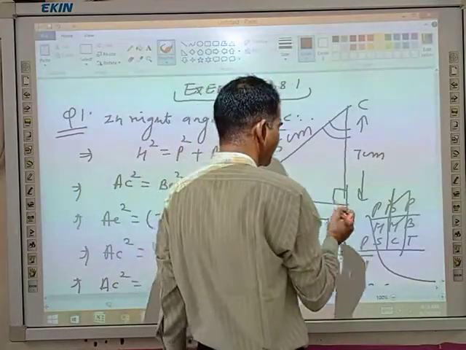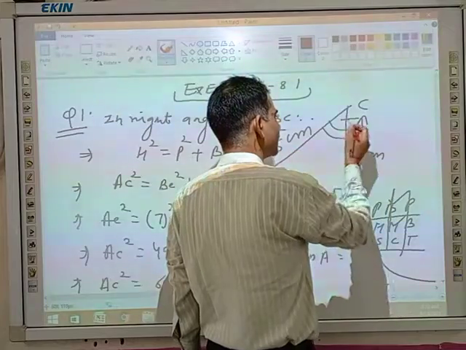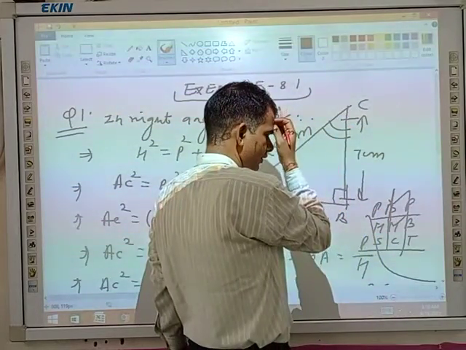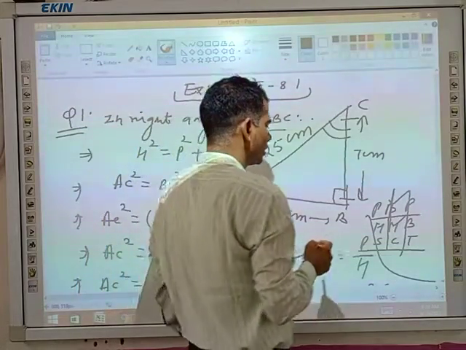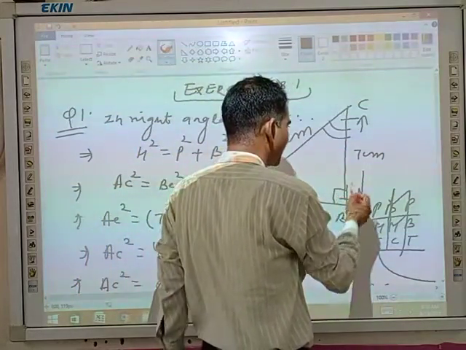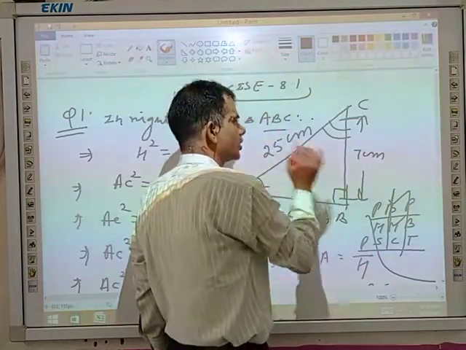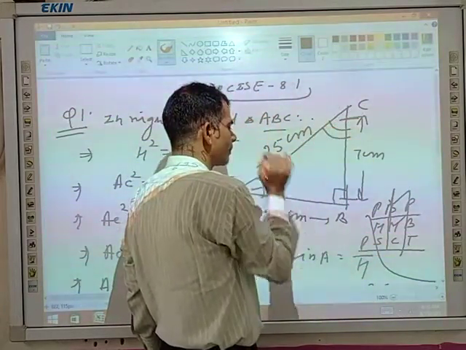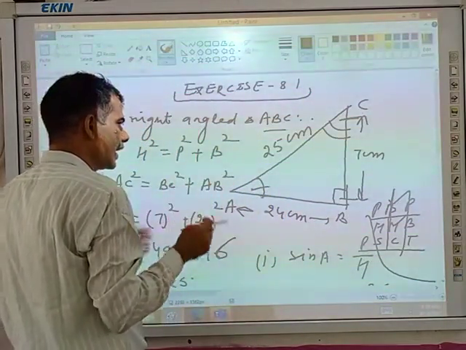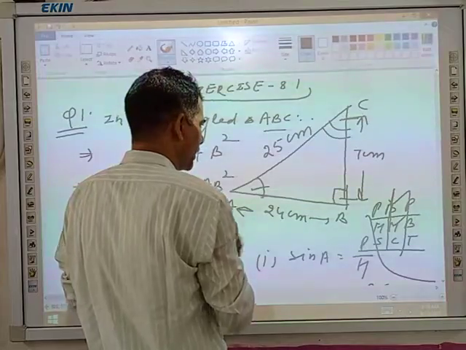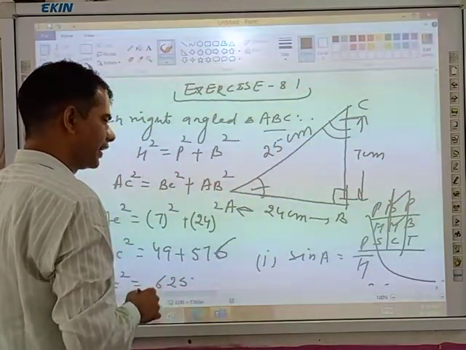On that side in which right angle and angle will be there, that will be your base. Side opposite to angle will be perpendicular, so AB will be your perpendicular, BC will be your base, and side opposite to right angle will be the hypotenuse, so AC will be your hypotenuse. Any doubt, any problems?